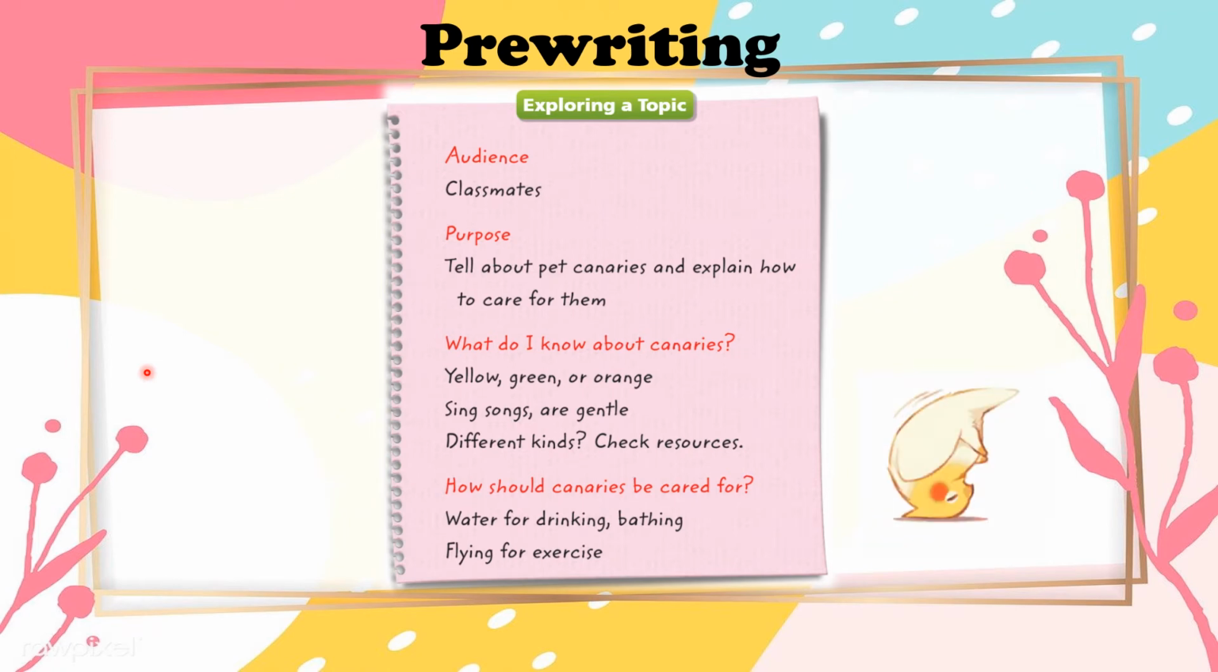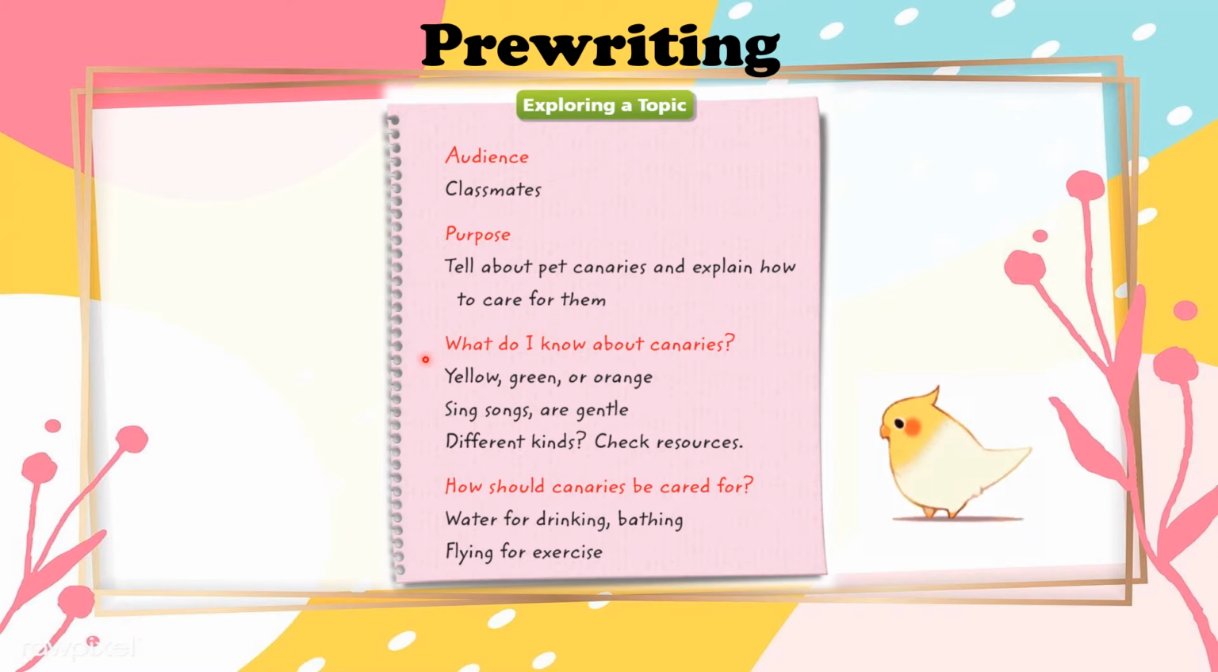So one of the first things that we have to do during pre-writing would be to explore a topic. So you have to ask yourself, what do you want to write about? First, identify your audience. Who's going to read your work? For instance, audience in the class will be your classmates and the teacher. Next is purpose. Purpose tells you why you're going to write about that specific topic. So it tells about pet canaries, for example, and explain how to care for them.